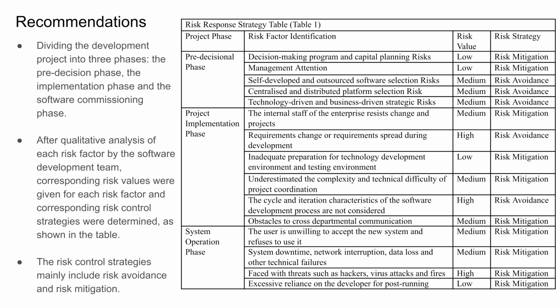After qualitative analysis of each risk factor by the software development team, the corresponding risk value is finally given for each risk and the corresponding risk control strategy is determined, as shown in Table 1. Risk control strategy mainly includes risk evaluation and risk mitigation. For risks that can be avoided, we adopt the avoidance strategy, while for unavoidable risks we adopt the risk transfer strategy to reduce the impact and the loss caused by the budget risk.